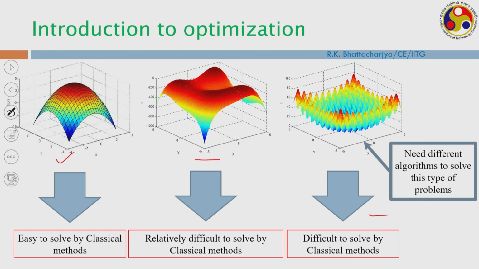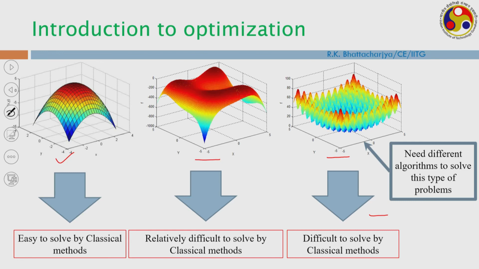You may do a lot of iterations. Suppose you change the initial solution many times, you may get the global optimal solution, but it is really difficult to solve using a classical method. For such a type of problem, you need different algorithms. So I suggest that if your problem is something like that, then you can apply a non-classical method to solve the problem. Today we will discuss the genetic algorithm.